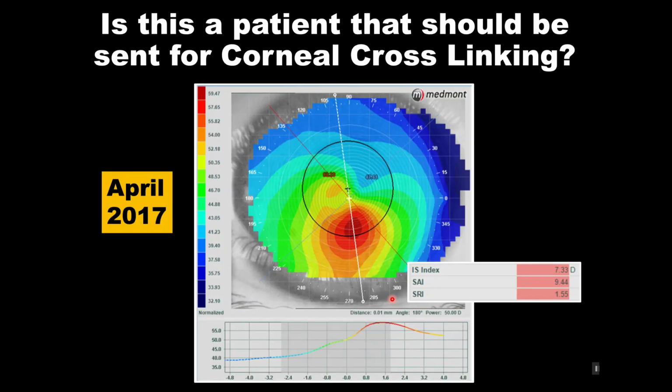Now, related to irregular corneas, let's talk about how we could use the instrument to follow a patient over time. Here's a patient that was seen in April 2017, and we were questioning whether corneal cross-linking was really a treatment that this patient should undergo to slow down the eye growth. Now, the question is, is it actually changing? Has the keratoconic disease, the tissue, has it stabilized, or is it still changing?